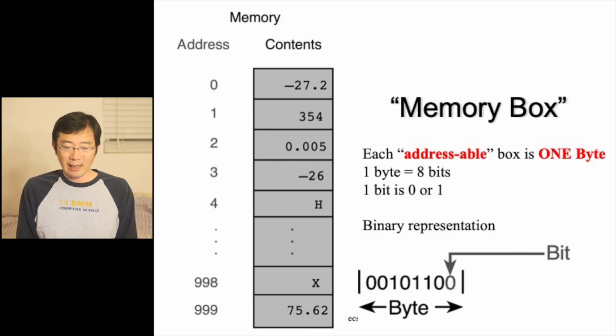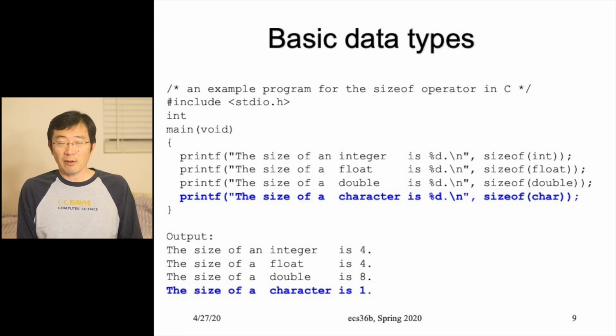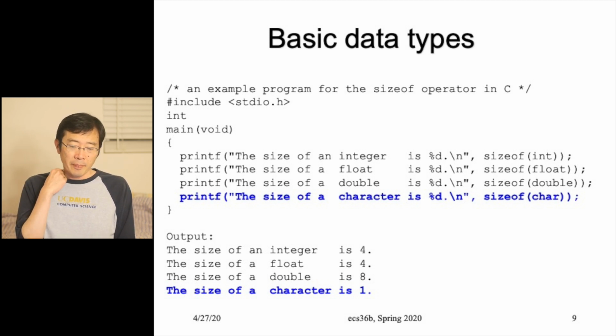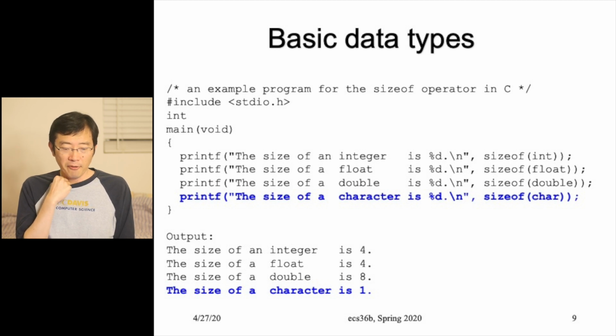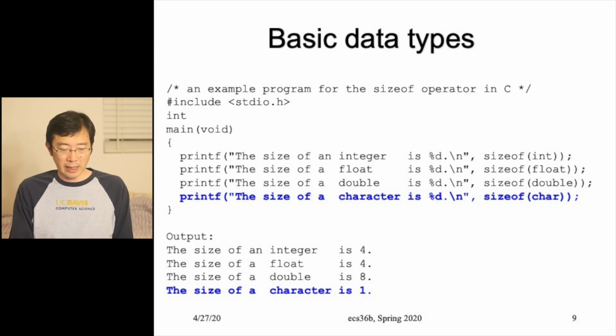I do want to mention that you can use the sizeof operator to find out the size of a particular type, either a basic data type or a more complicated one, such as a structure type or a class type. You can use sizeof to figure out how many bytes they have. For example, in this slide, I show you an integer. Not on all computers, but at least on the computer I was using, integer is 4 bytes, floating point is 4 bytes, double is 8 bytes, and character is 1 byte. You can use sizeof to actually get those.